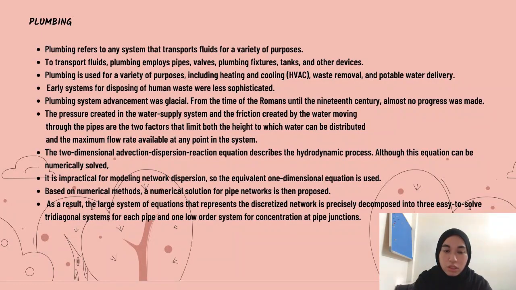The pressure created in the water supply system and the friction created by the water moving through a pipe are 2 factors that limit both the height to which water can distribute and the maximum flow rate available at any point in the system. The 2-dimensional expansion, depression, reaction equation describe the hydrodynamic process. Although this equation can numerically solve, it is impractical for modeling network dispersion, so the equivalent 1-dimension equation is used. Based on numerical method, a numerical solution for pipe network is proposed. As a result, the large system of equation that represents the discretized network is precisely into three easy to solve tridiagonal system for each pipe and one low order system for concentration pipe conjunction.